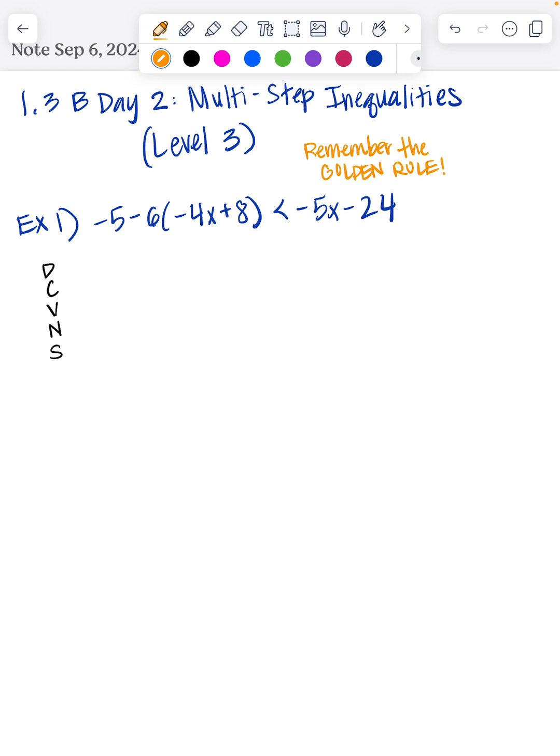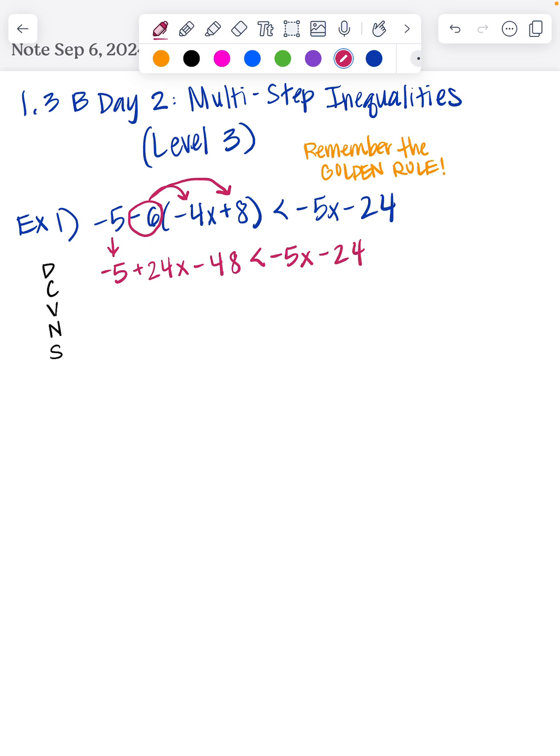Okay, so first step is to distribute. So you're going to look for the number outside the parentheses. That's going to be -6, and you'll multiply. So first, let's bring down -5. We're not going to change that for now. Multiply -6 by -4x. That gives you positive 24x. Multiply -6 by 8. That's -48. Is less than -5x minus 24.